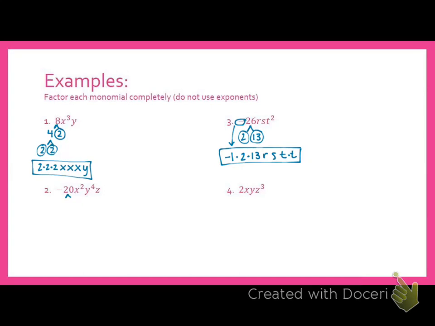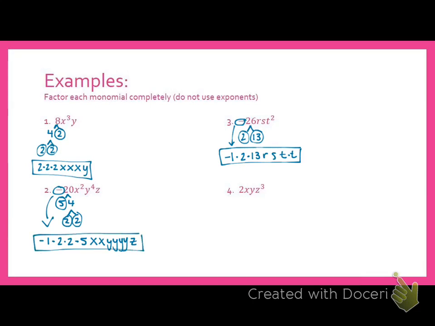All right, what goes into 20? And what goes into 4? And then this negative here drops down. And we have -1 times 2 times 2 times 5. How many X's? 2. How many Y's? 4. And how many Z's? 1. Sounds like fun.